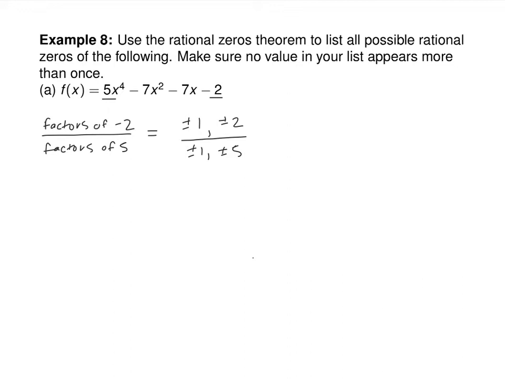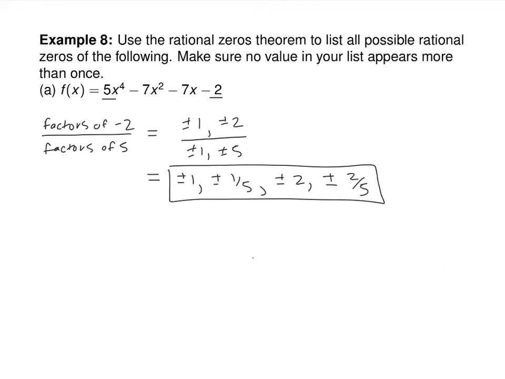This is a compact way of writing the list of numbers that could work. First you have 1 over both denominators, and then you have 2 over both denominators. As a list, this is the same thing as either plus or minus 1, plus or minus 1/5, that's taking 1 over both denominators, plus or minus 2, and plus or minus 2/5. Those are all of the rational numbers that could be zeros. They're not all going to be zeros, but they could be.